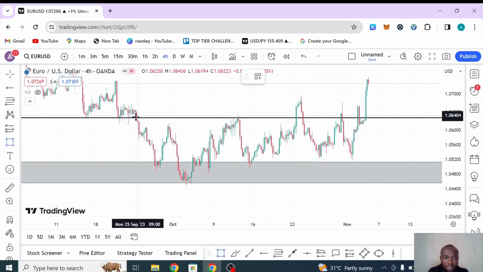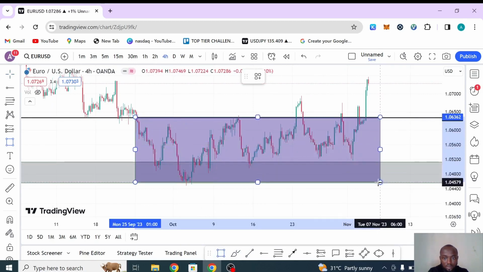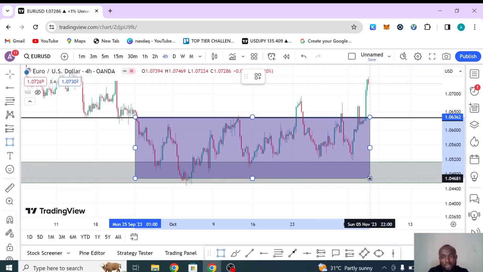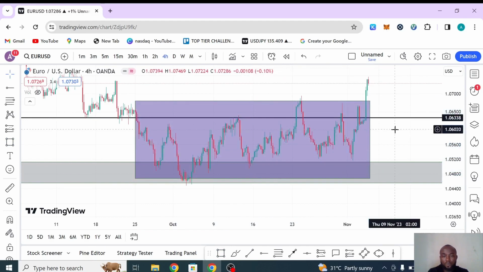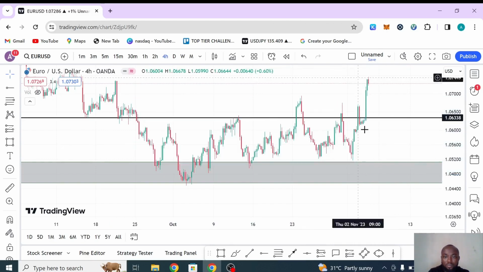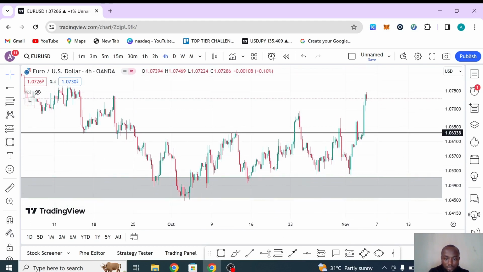Remember, if you remember last week, I drew something like this. I was telling you guys to wait for this market to clear here, probably this zone. Okay. So you see what's happened. Market have cleared it. Now it have shown us a clear trend reversal. Are you getting it? So watch this now.